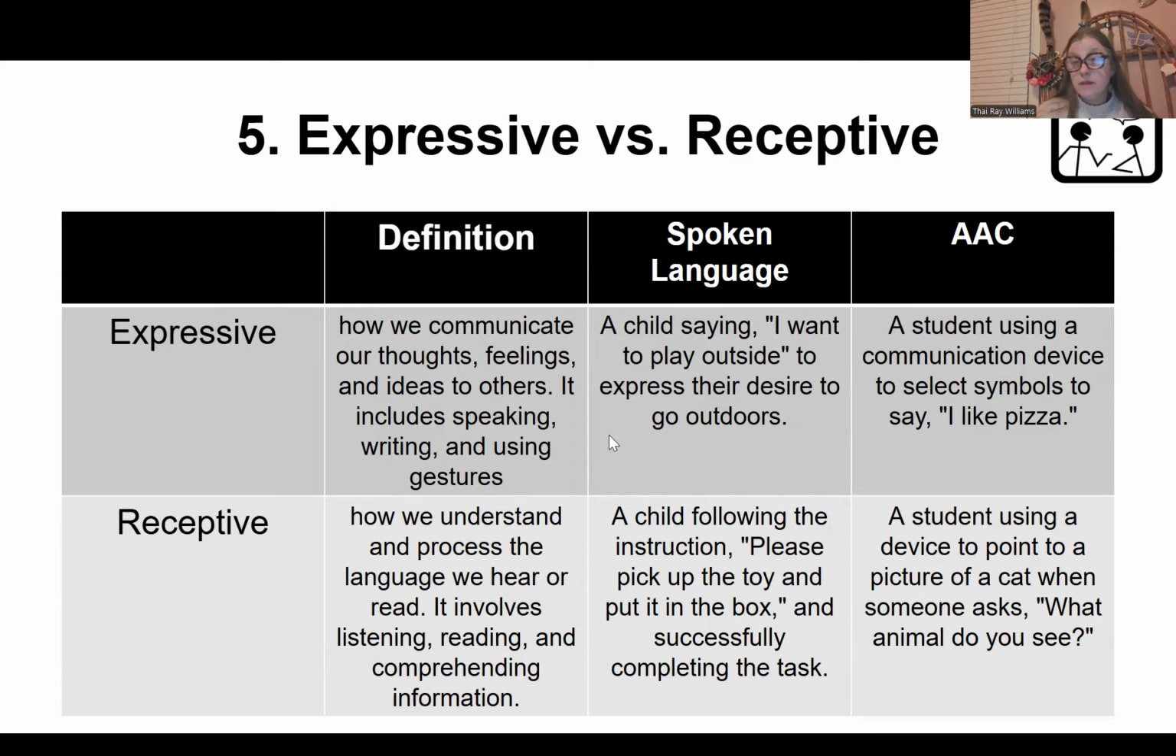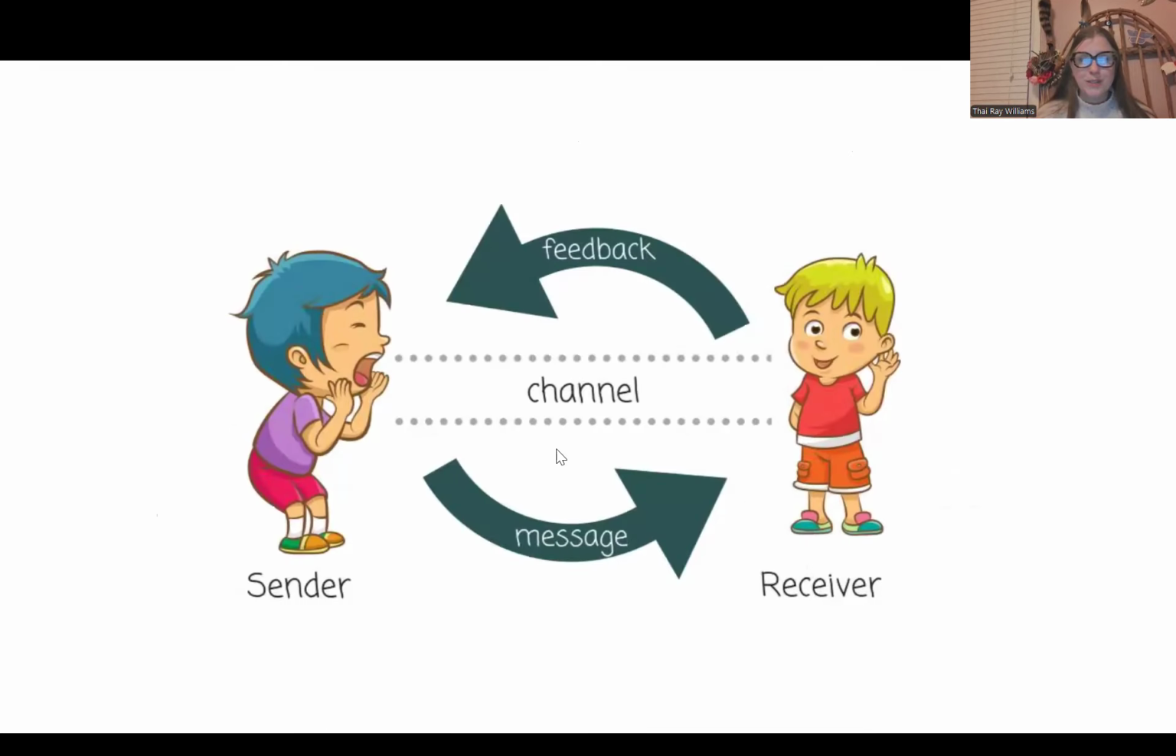What about with an AAC device? Well, if I were to say, what animal do you see? And the student chose the cat, that is a demonstration that they receptively understood what was requested of them. They processed that language, they understood, and then they responded to it. So what this demonstrates is that you have a sender and a receiver. You could think of that as a speaker and a listener, or you could think of it as a writer and a reader. One is expressive, one is receptive. And so you have the sender or the speaker who communicates a message. The listener or the receiver receives that language, processes that language, and then they give feedback.